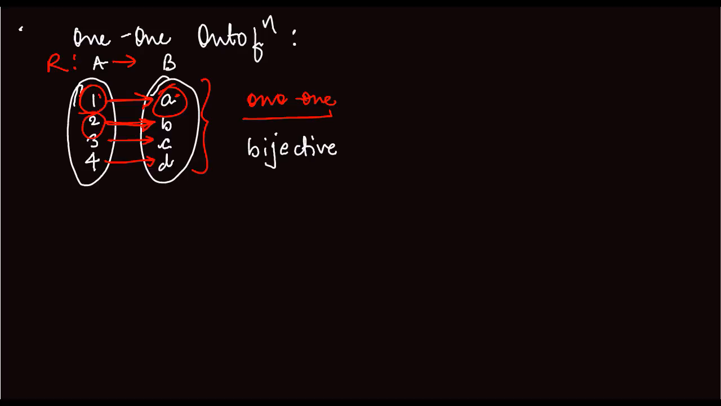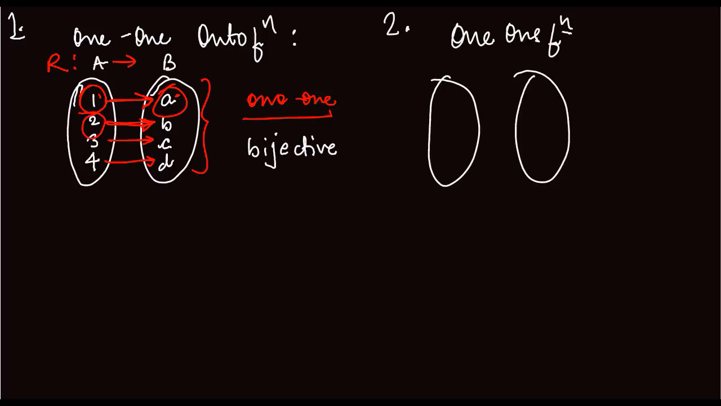Bijective. Why bijective? I'll tell you. Let's move on to the second one. Let's mark it first. The second one will be a one-one function, not an onto function. So it's just a one-one function. Not onto. Just keep that in mind.